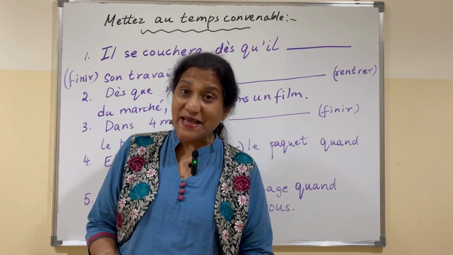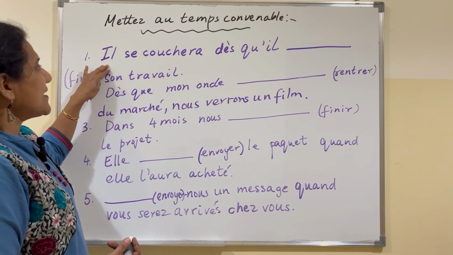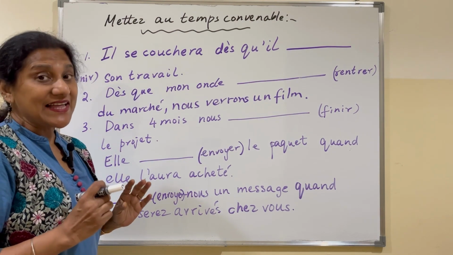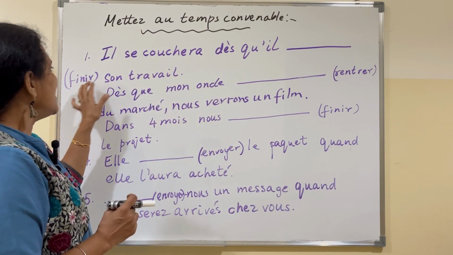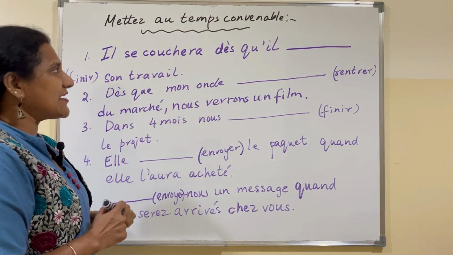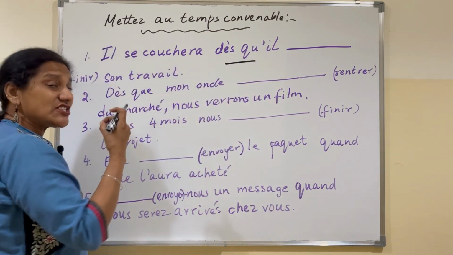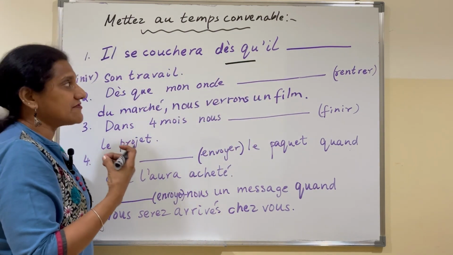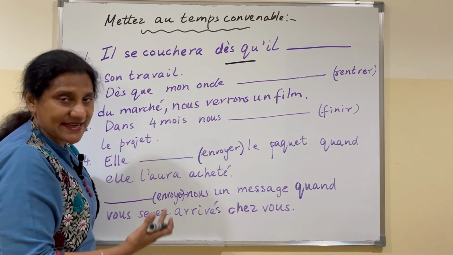Now let's do some exercises. Mettez au temps convenable. So we have to identify the given tense and the indicator. So il se couchera dès qu'il finit son travail. So dès qu'il is my indicator, as soon as he. Which is the action that has taken place first? First he has to complete his work and then he's going to lie down, right?